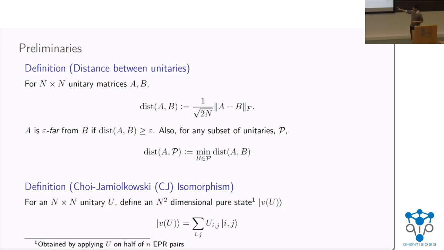And the second primitive we'll need is the Choi-Jamiołkowski isomorphism. This is a really useful correspondence between a unitary and a state. And we can utilize this correspondence in our algorithms, which you'll see shortly.